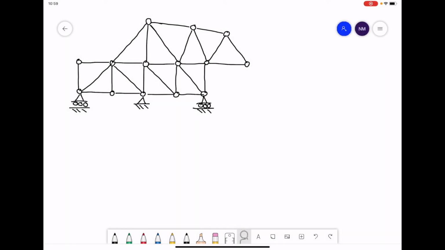In this structure, we're going to count out the number of members, number of joints, number of reaction forces. Number of members: 1, 2, 3, 4, 5, 6, 7, 8, 9, 10, 11, 12, 13, 14, 15, 16, 17, 18, 19, 20, 21, 22, 23, 24, 25, 26, 27.